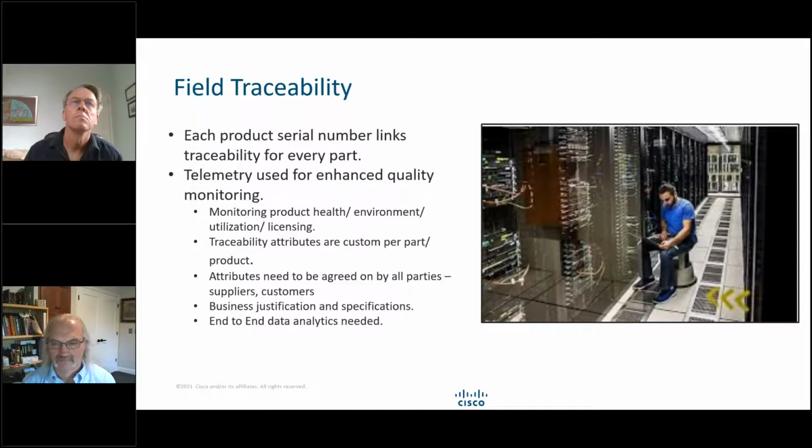And finally, field traceability. Now we have the capability with highly networked parts and IoT to be able to do this. From the manufacturing side, every single product and all the bits in the product are already traceable to a product serial number. So that's already been done.